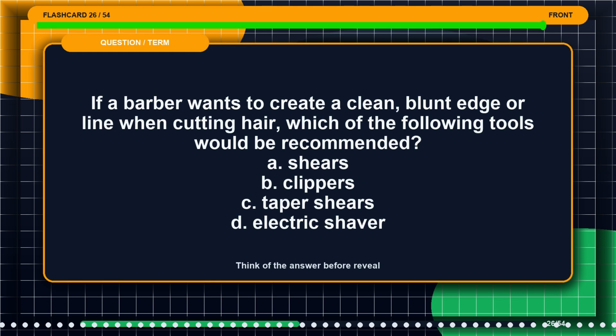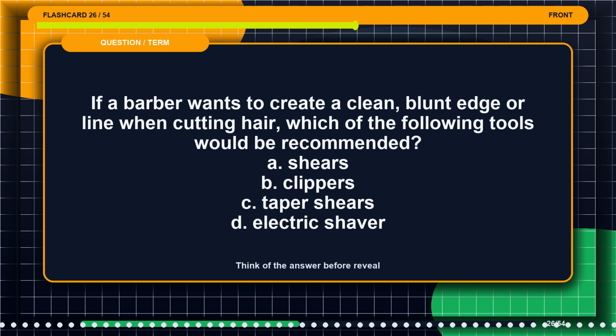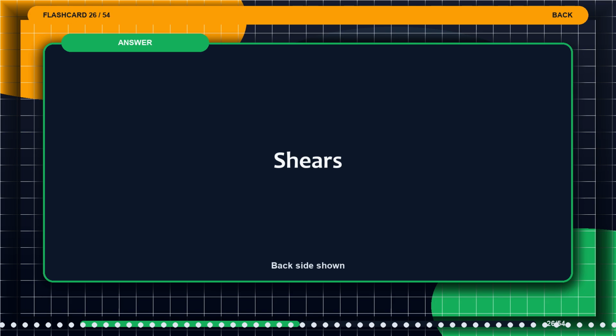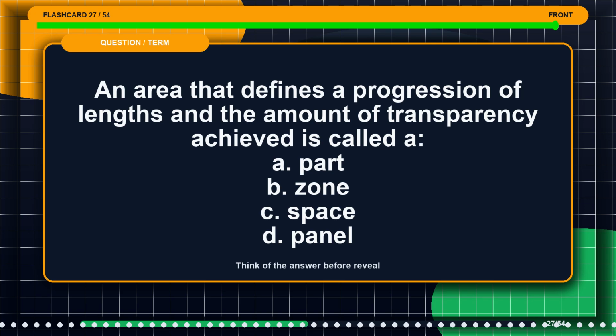Flashcard 26. If a barber wants to create a clean, blunt edge or line when cutting hair, which of the following tools would be recommended? A, shears; B, clippers; C, taper shears; D, electric shaver. Pause and think of the answer before the reveal. The answer is shears.